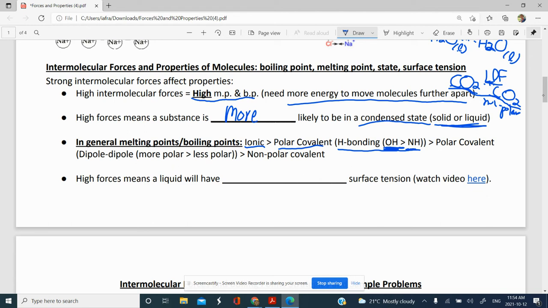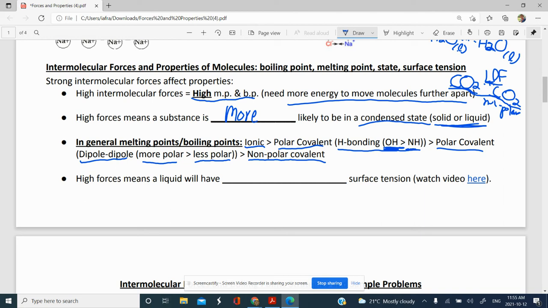After that will come your polar covalents without hydrogen bonding. So with just regular dipole-dipole interactions, so without the OH, HF, and NH, generally the more polar is going to be a higher boiling point than the less polar. So when you check those electronegativity differences. And then the lowest boiling points and melting points will be the non-polar covalent compounds because all they have is LDF. They don't have anything in addition to that.